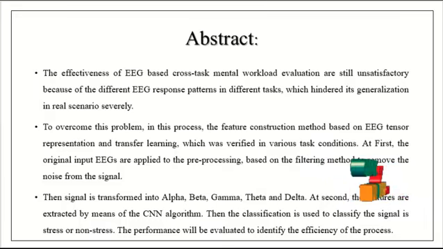Second, the features are extracted by means of the convolutional neural network algorithm, simplified as CNN. Then the classification is used to classify the signal as stress or non-stress. One of the major objectives of this project is to detect stress or non-stress. After that, the performance will be evaluated to identify the efficiency of the process. The overall accuracy will be evaluated for the classification.